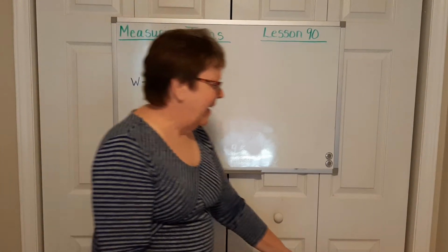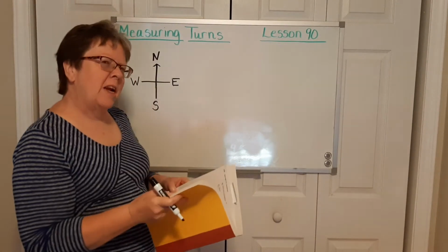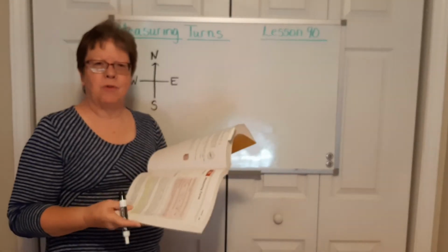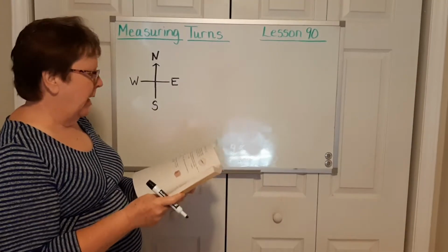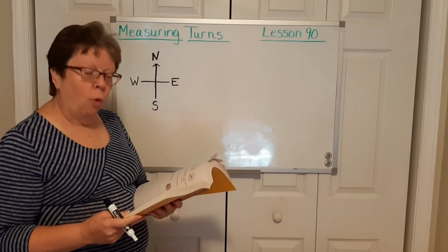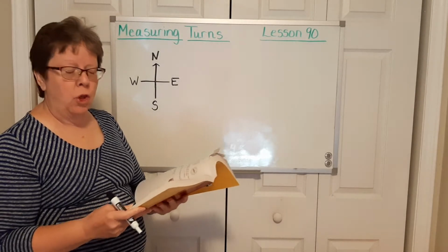Okay, good morning. Today is lesson 90 and it's on measuring turns. So it's a little bit different. We're using some concepts from geometry and angles and things that we learned previously. Okay, I am in your book on page 479. So I'm going to go over a couple examples with you.